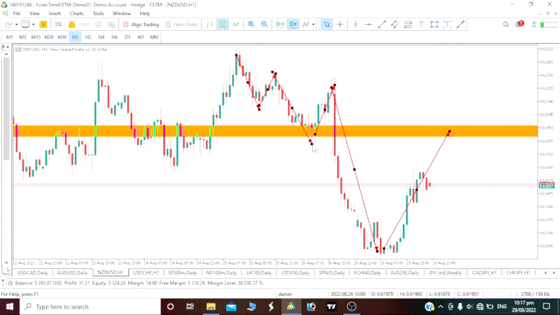This level we've once highlighted is about 0.61944. So we would want to see the price on our 1 hour time frame roll up to this 0.61944 before we get a drop again on our New Zealand dollar to our USD for the day.